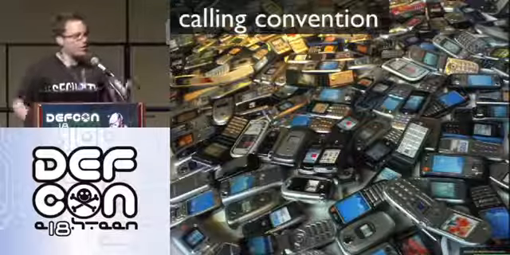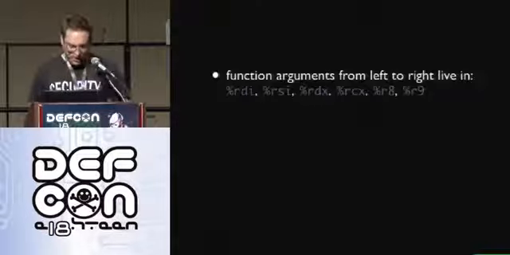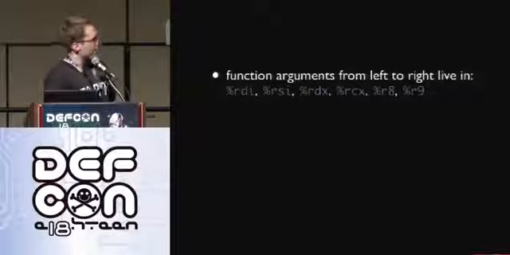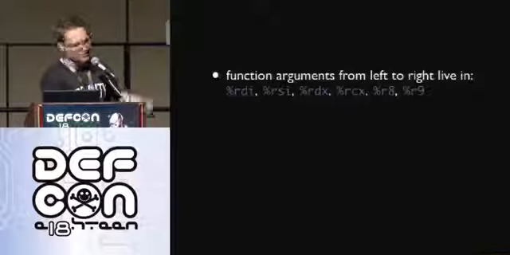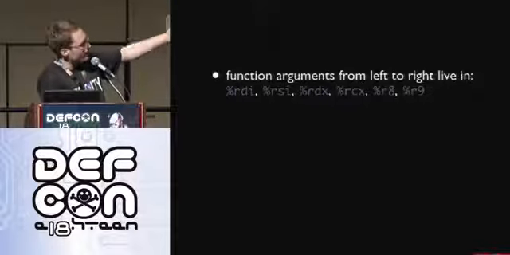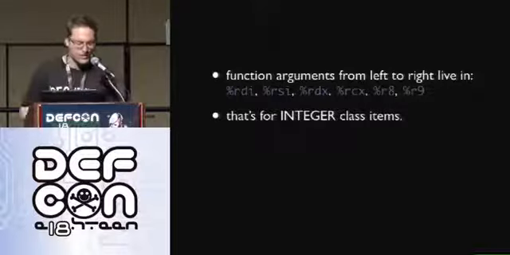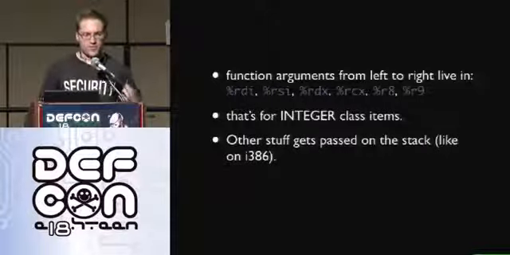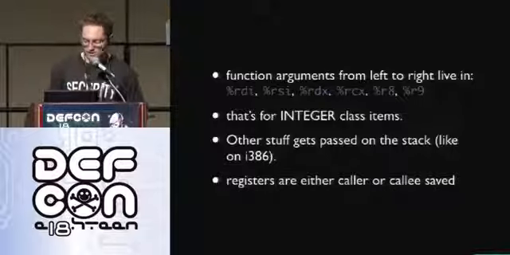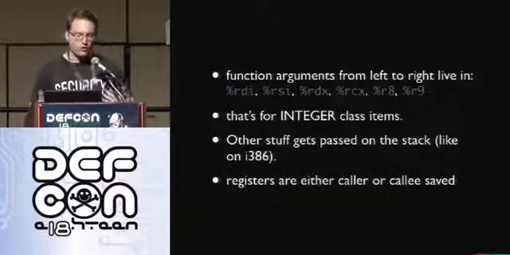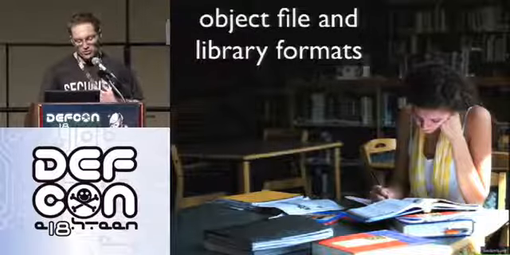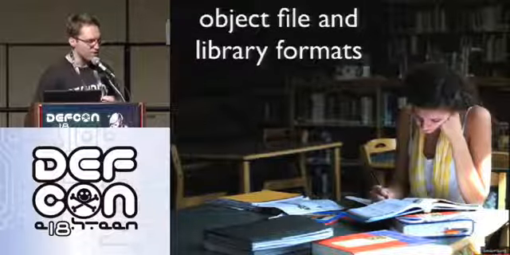We also need to care about calling convention. So for calling convention, all we really care about is that function arguments live in registers left to right. So first argument in RDI, second in RSI, et cetera. But that's only for integer class items. Other stuff gets passed on the stack, similar to the way arguments get passed on i386, if there's any i386 hackers in the room. Registers are either caller or callee saved. And that's pretty much all you need to know about calling convention to make binary patching work later.